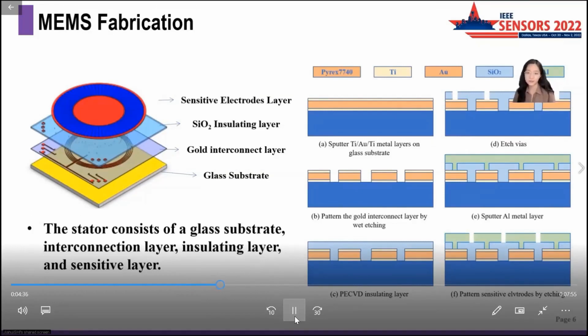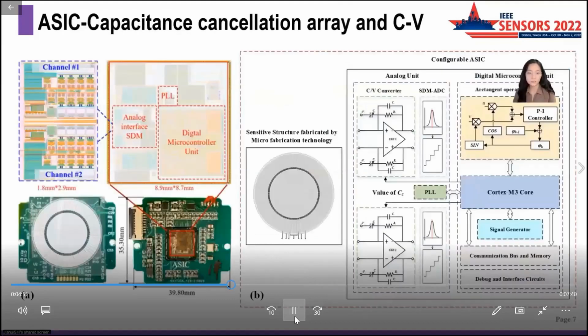Finally, aluminum metal is sputtered by physical vapor deposition and patterned by photolithography and etching to form the electrodes on the sensitive layer. The sensitive structure is integrated with an ASIC which enables angle calculation and compensation.